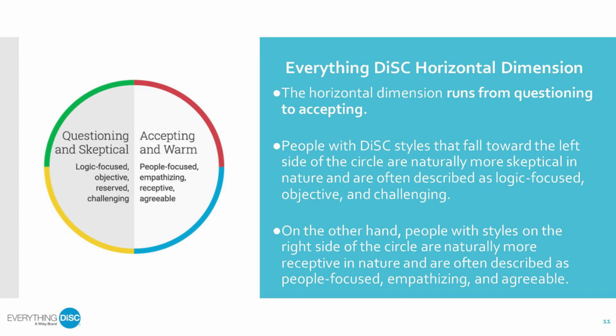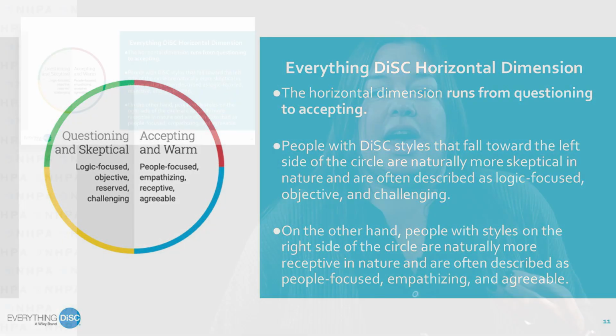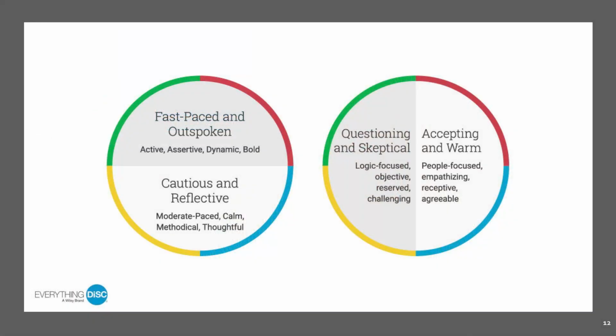So now let's look at the left and the right of the circle. The horizontal dimension really measures from questioning all the way over to accepting. So people with the DiSC style that falls towards the left tend to be more questioning or skeptical. And they tend to be considered more logic-focused, objective, challenging, or even reserved. Now, on the right-hand side, they tend to be more accepting and warm. They're described as people-focused, empathizing, receptive, and even agreeable. So that kind of explains a little bit about DiSC theory when we're talking about the two different sides, or top and bottom, of the circle.